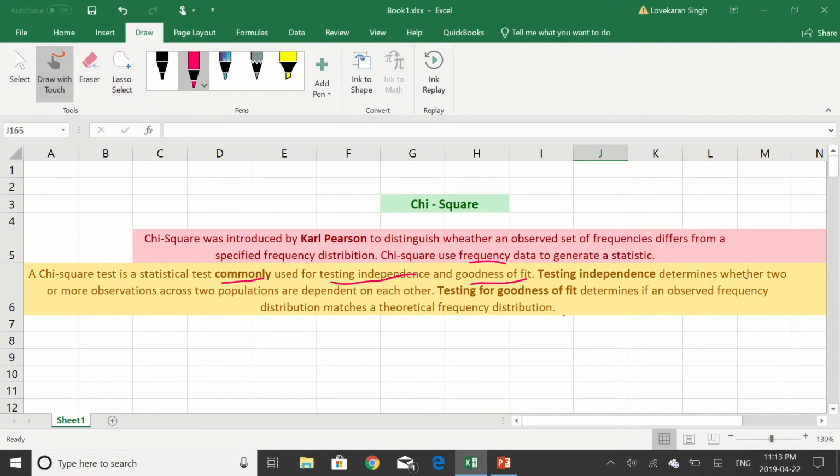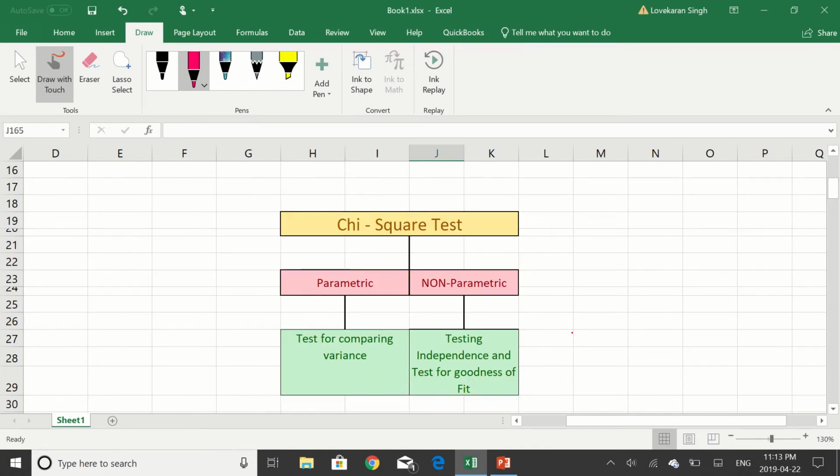Testing independence determines whether two or more observations across two populations are dependent on each other, while in testing for goodness of fit, we determine if an observed frequency distribution matches a theoretical frequency distribution. Chi-square can be solved with parametric and non-parametric methods. In the parametric method, we test for comparing variances, and in the non-parametric method, we use it for testing independence and goodness of fit.